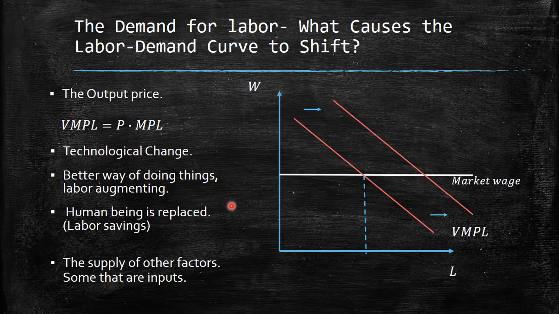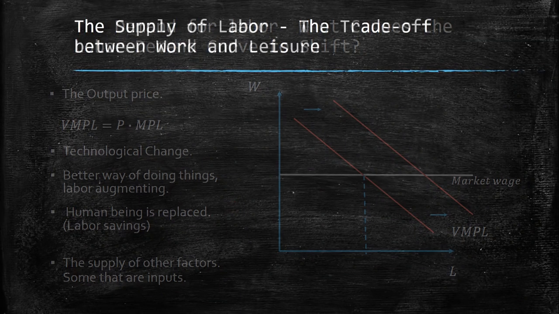Okay, then we have the supply of other factors, for example some that are inputs. Naturally it will depend on the demand for labor. So for example, when the land definitely costs more, then I will hire fewer people. So then this will shift to the left.